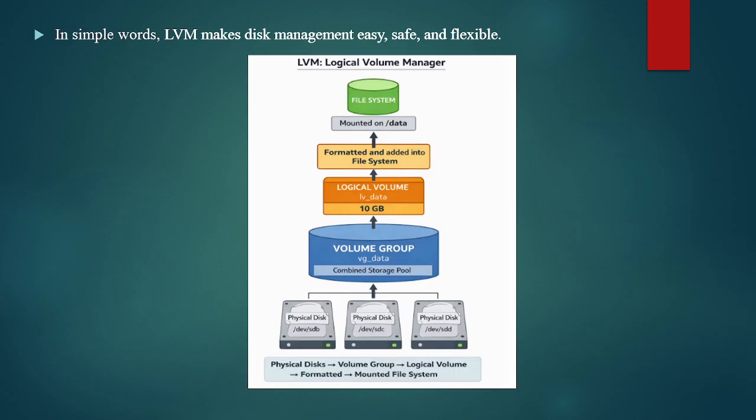As I mentioned, you have n number of physical hard disks. In our case, my three physical hard disks present here are /dev/sdb, sdc and sdd. Those physical volumes are combined together and I create one volume group. That volume group I gave the name vg_data. After creating the volume group, I create one logical volume with the help of that volume group.